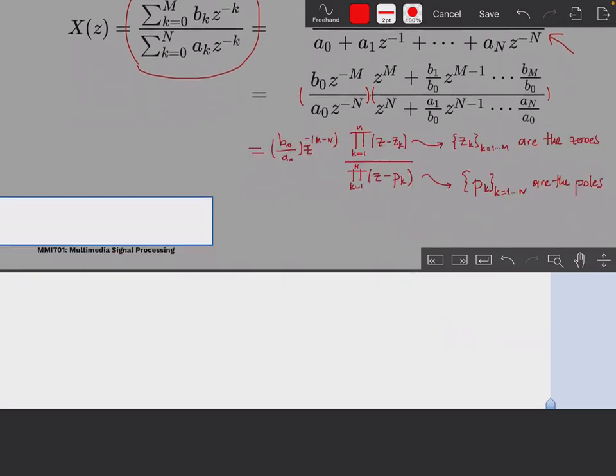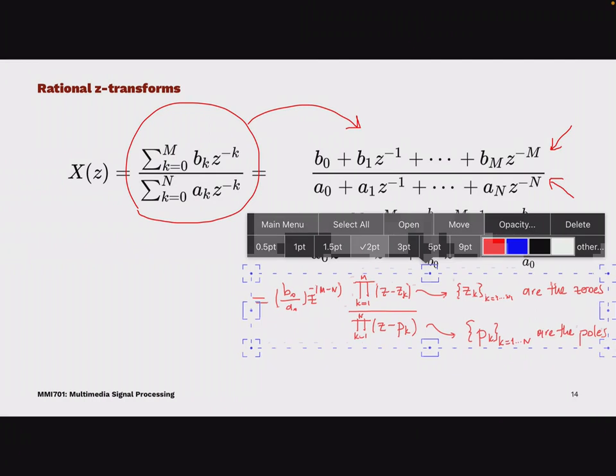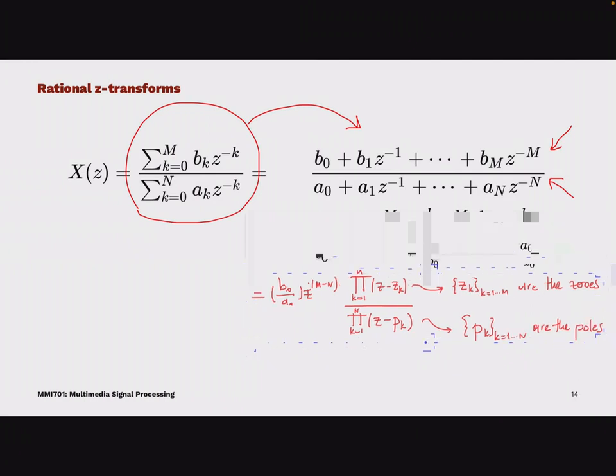Now, why are they called this way? Why zeros and poles? That is because when we evaluate the Z transform at any one of these zk's, the numerator polynomial will be 0, which means the whole Z transform is going to be 0 unless you have the same 0 as a pole in the denominator polynomial. And why? Well, 0 is kind of clear. And why do we call the denominator polynomials roots as poles?